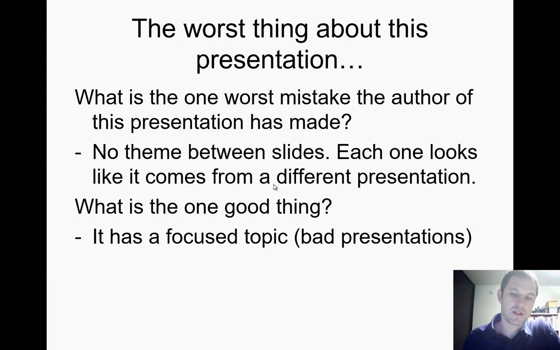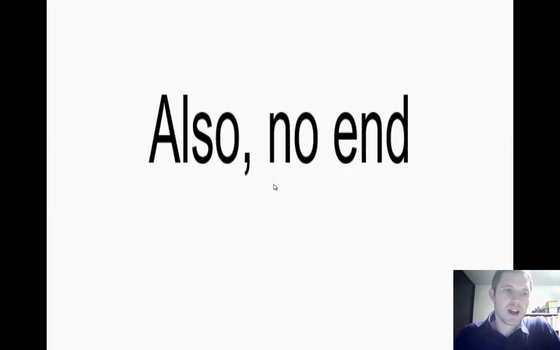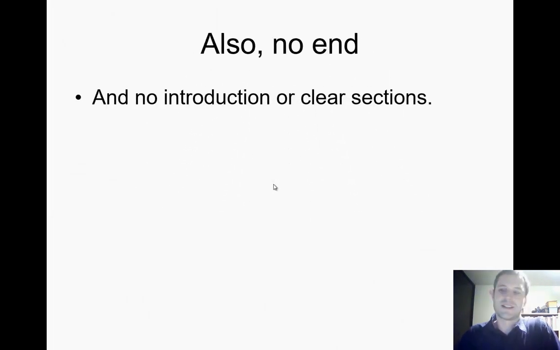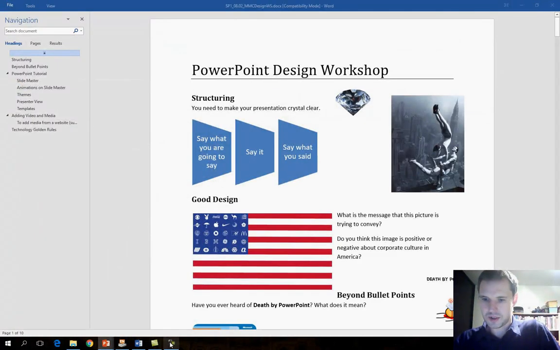What's the one good thing about this presentation? It does at least have a focused topic, which is bad presentations. Oh, sorry, that's the end. Actually, that's not the end. But there was no end on that one. So you need a conclusion in order to finish things up. So again, you need an introduction and a conclusion slide. Also, make sure you put your name and student number on the slide and everything like that. And just think about how you're going to present it. Okay, that really is the end of my rubbish presentation. I hope you enjoyed it.